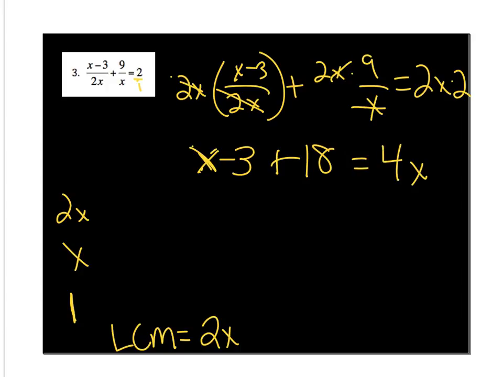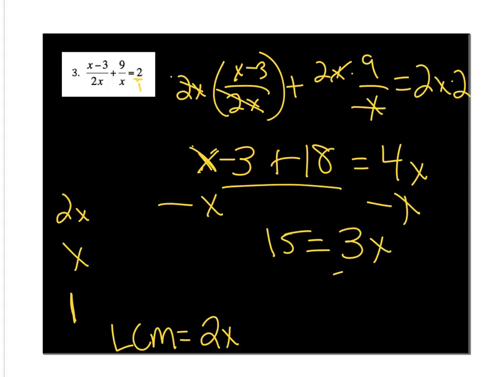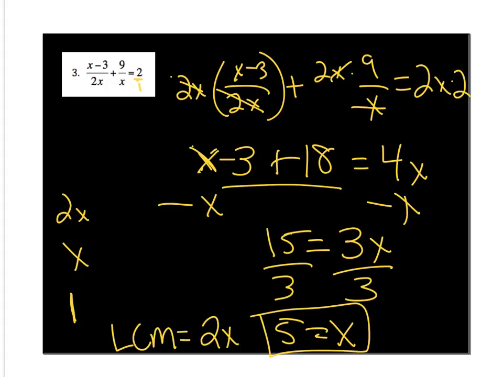Now all of a sudden this is a lot easier to solve. If I subtract x and put those two together, I get 15. So I get x to be 5. I can check that and see if I'm right, and I've got a feeling I'm going to be pretty close. So that's how I do it. The least common multiple part is the big idea here. You've got to be able to handle it.